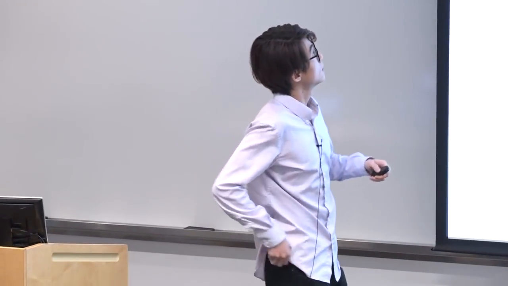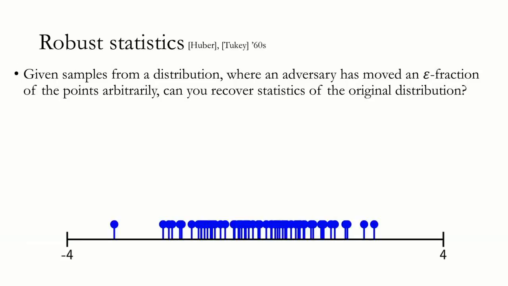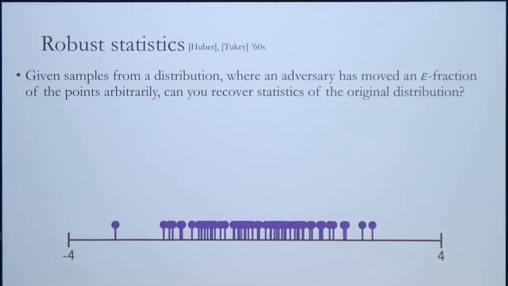It goes back to work by statisticians in the 60s, who asked the following basic question about distribution learning. I have samples from some distribution where an adversary has moved an epsilon fraction of the points in any way they so desire. And the goal is to recover information about the original distribution. Okay? So the picture is like this. I have samples from a nice distribution. These are nice IID samples from some Gaussian I've drawn. But I don't get to see these samples. Instead, I have to give them to an adversary. And this adversary is very powerful and very evil.